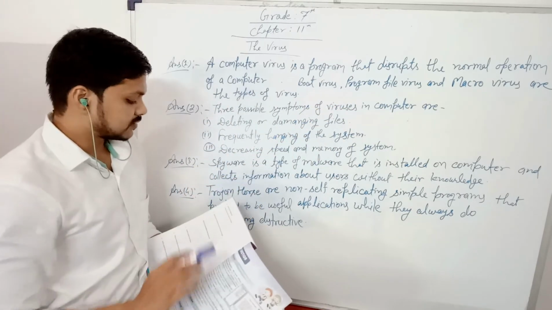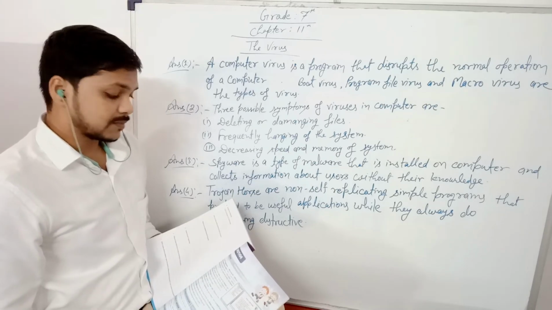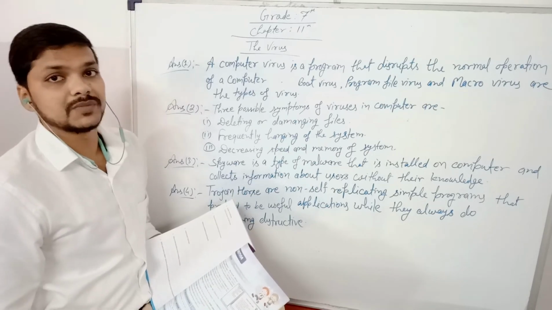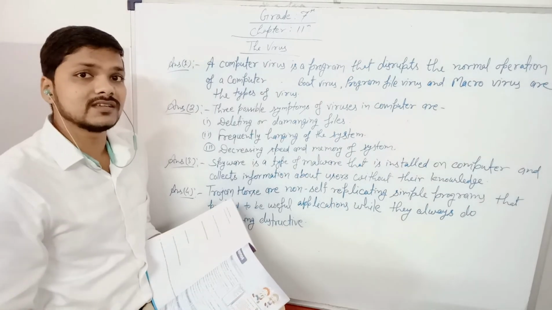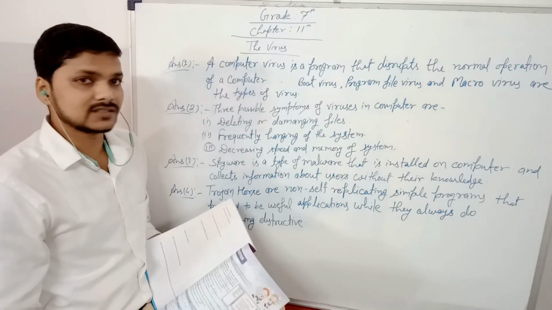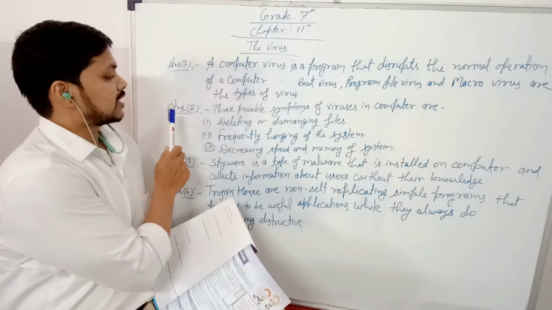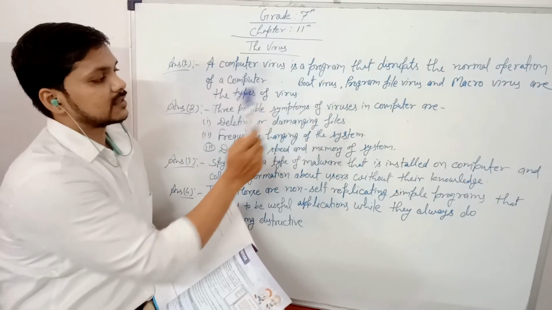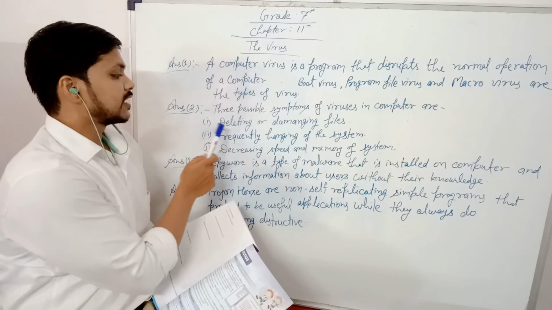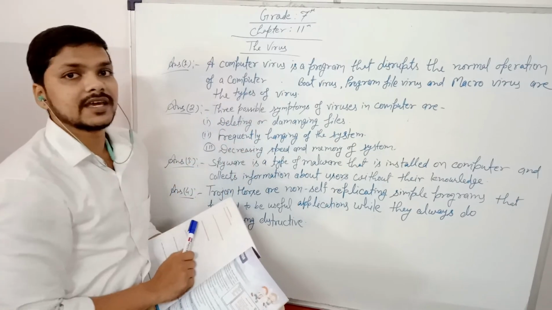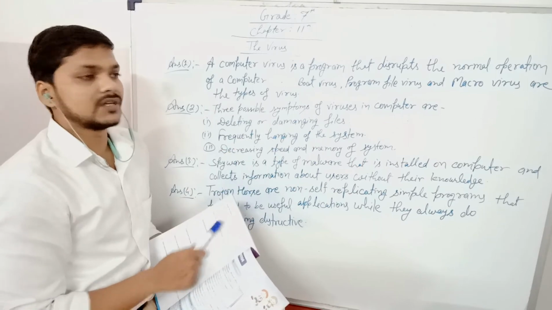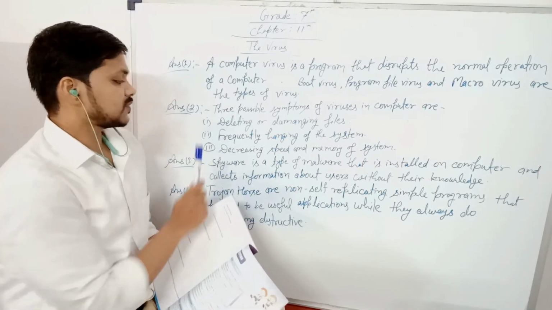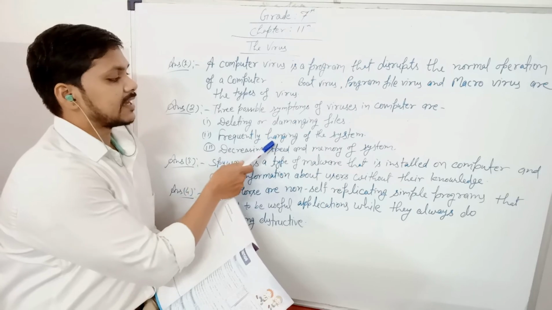Now second question is, write any three possible symptoms of virus in a computer. Means that if we are having virus in our systems, what symptoms we can see to check whether the virus is in our system or not. So the answer will be, three possible symptoms of viruses in computer are, first, deleting or damaging files. If files of your systems are getting deleted or damaged, at that time we are having virus in our system. Second, frequently hanging of the system.